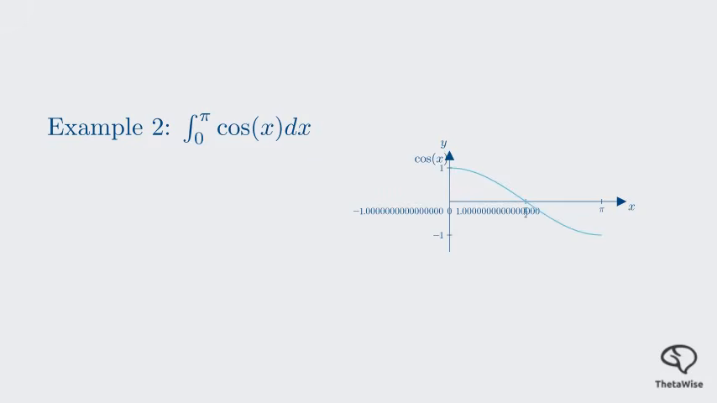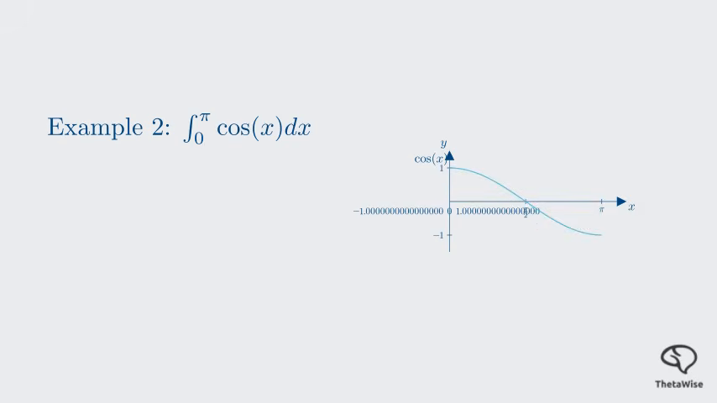From 0 to pi, the curve goes above the x-axis, then crosses and goes below the x-axis. The area from 0 to pi over 2 is positive. The area from pi over 2 to pi is negative. This integral will calculate the net area.